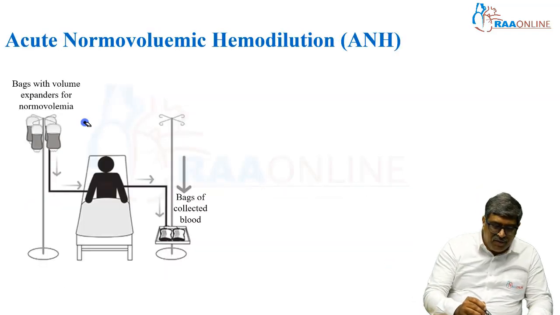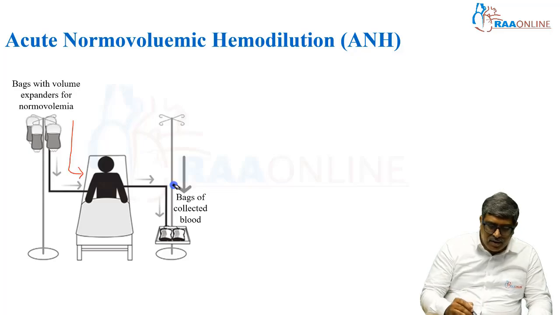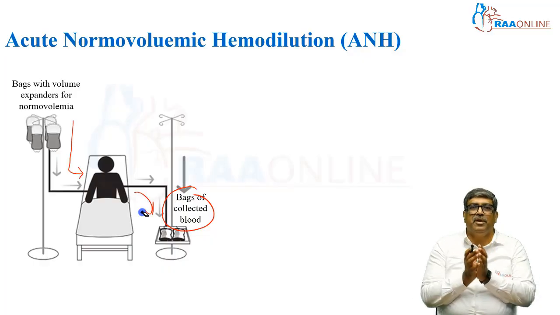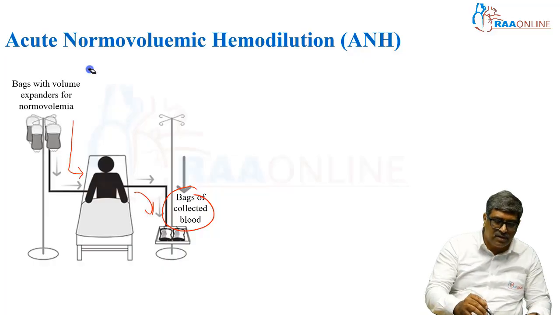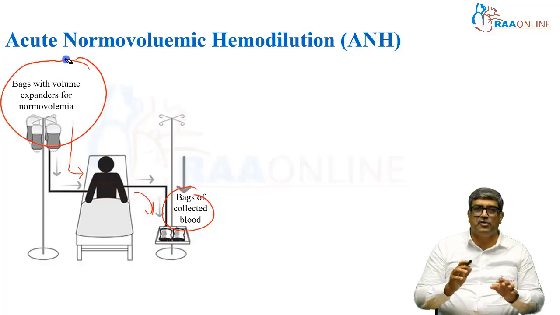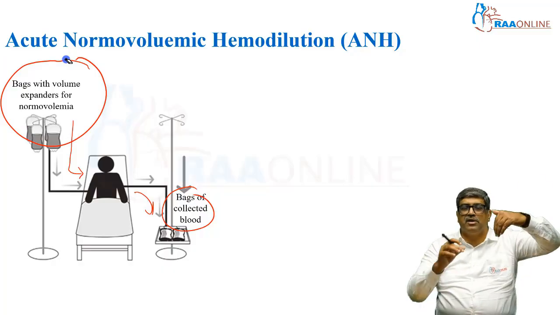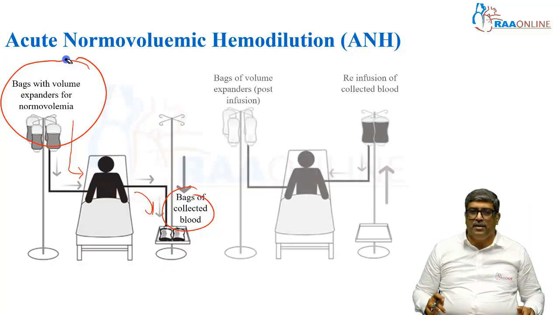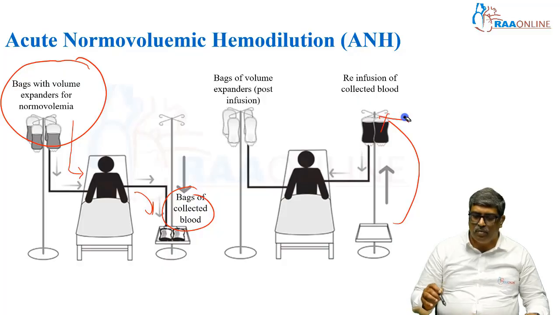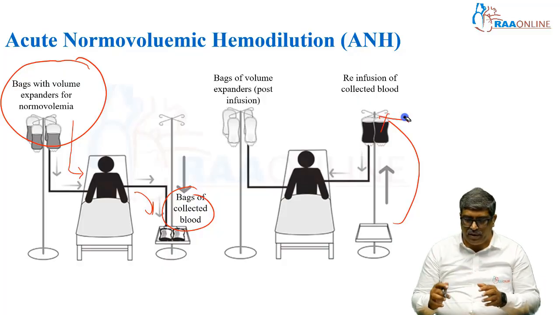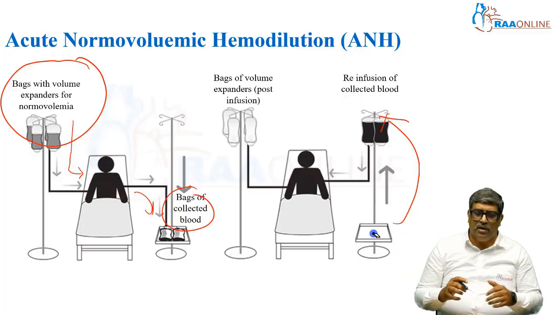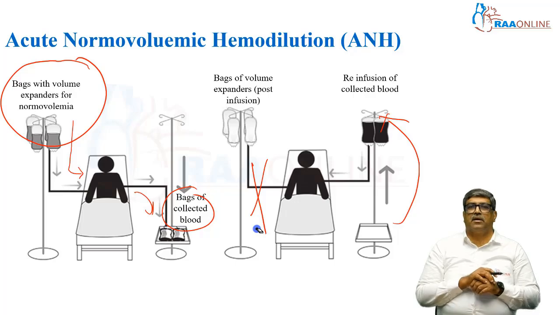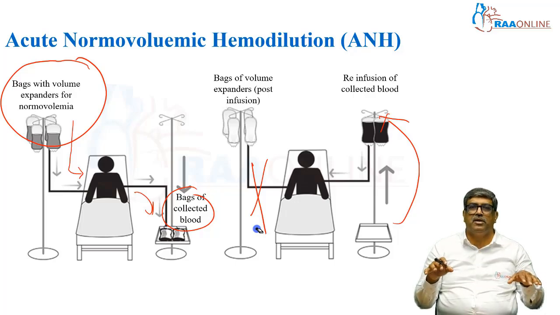Here you have the volume added and you have the blood bag for the blood which is removed from the patient. You remove around 300 to 400 ml of blood from the patient and the same amount you are replacing with crystalloid. So crystalloid comes in, your blood comes out. And this blood is infused in the intraoperative or the post-operative period. The blood is collected and administered in the intraoperative period, and this crystalloid is no more administered.